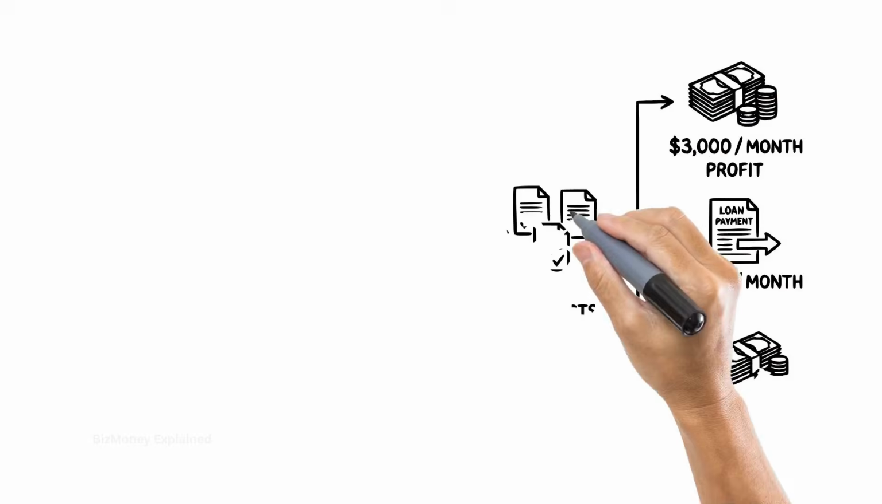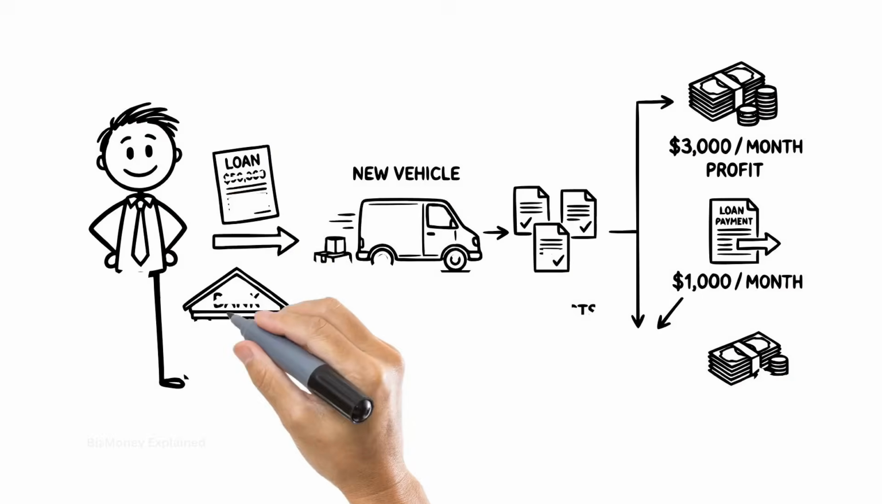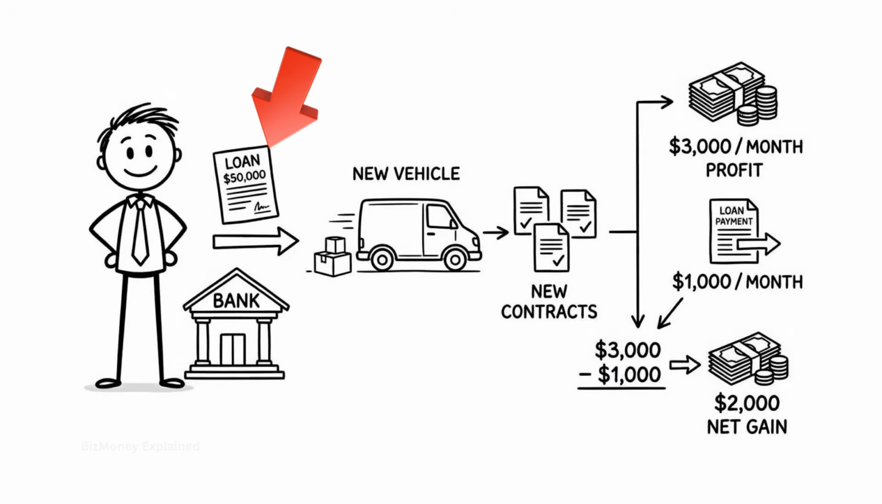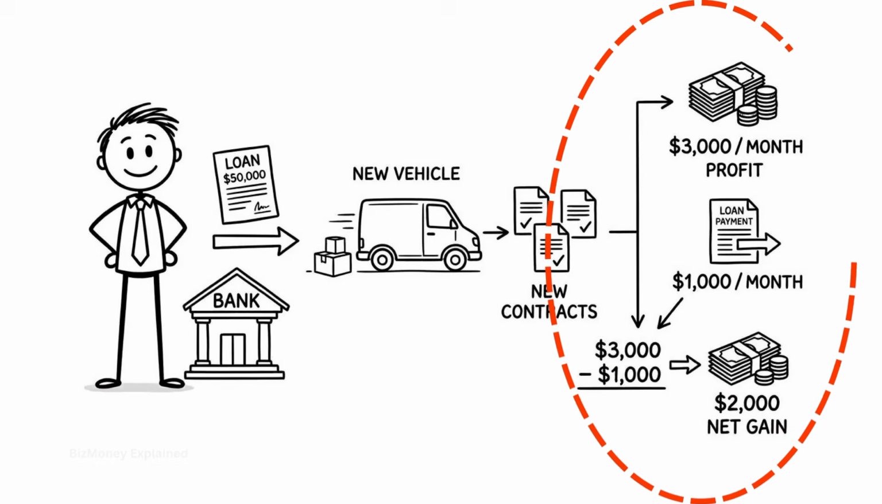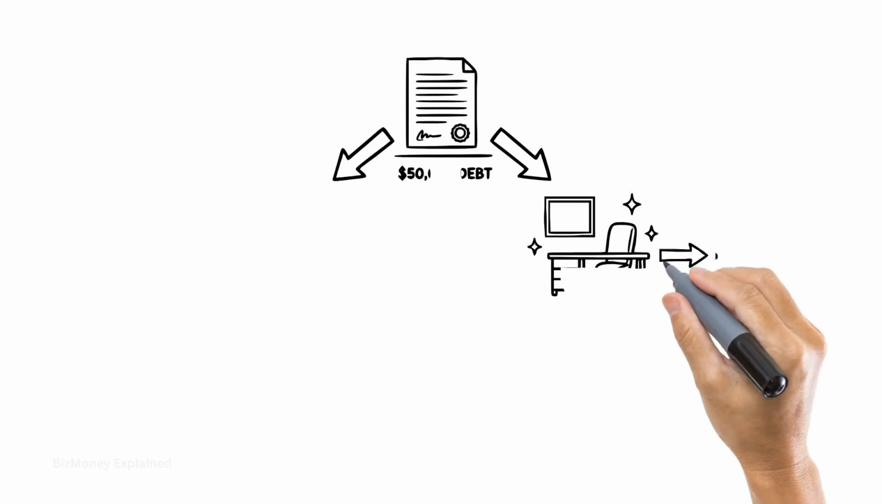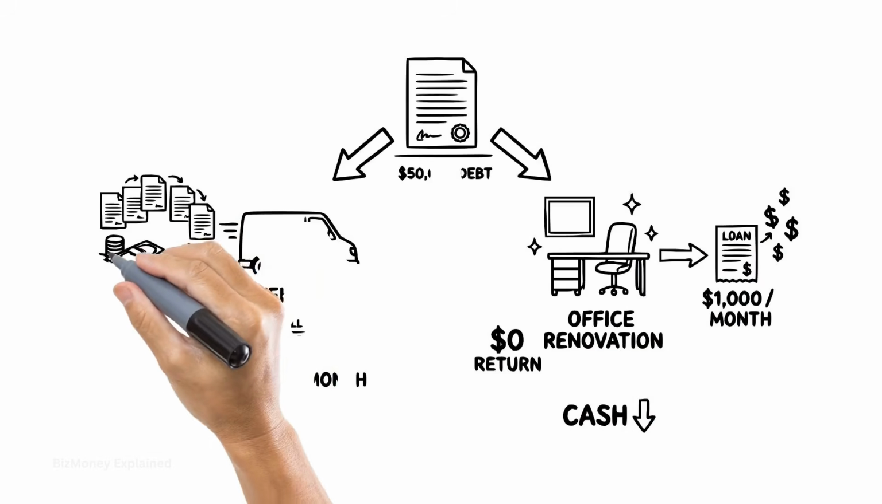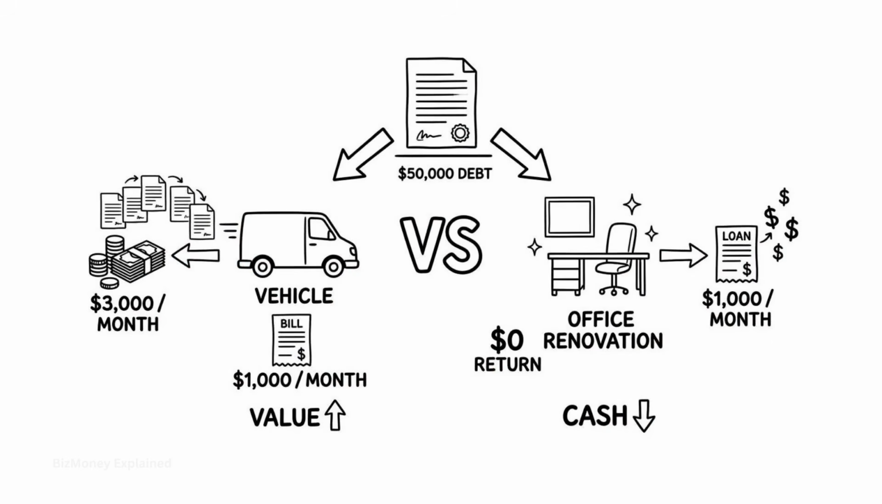Use debt to create returns. Suppose a delivery company borrows $50,000 to purchase another vehicle. The loan costs approximately $1,000 per month, but the new vehicle allows the company to accept additional contracts, generating $3,000 in monthly profit after operating costs. That debt may create financial value because the asset produces more than its financing cost.